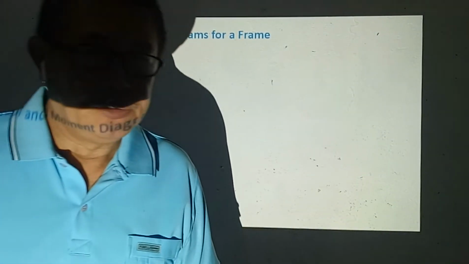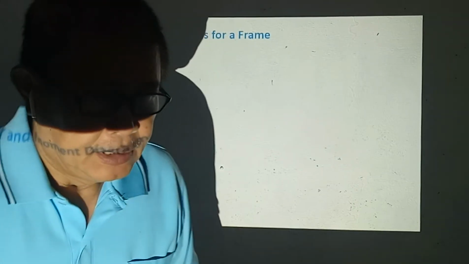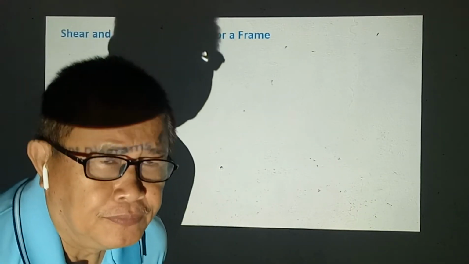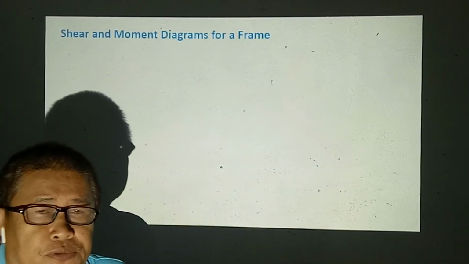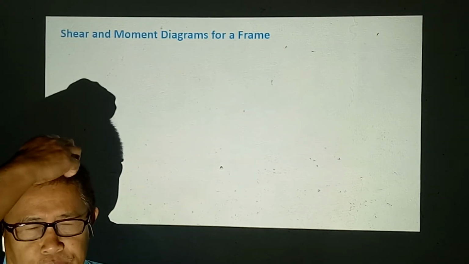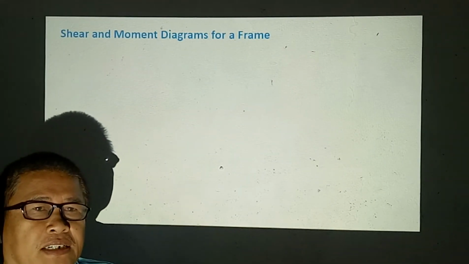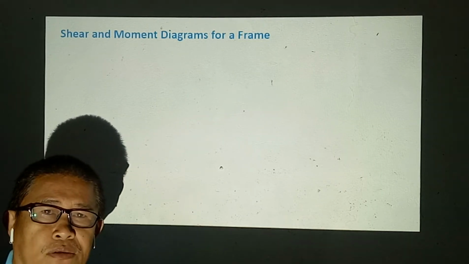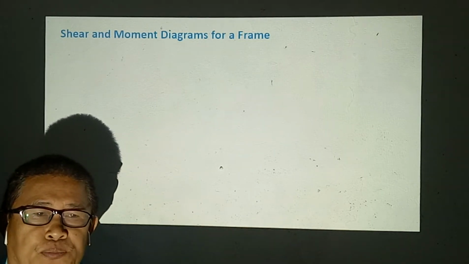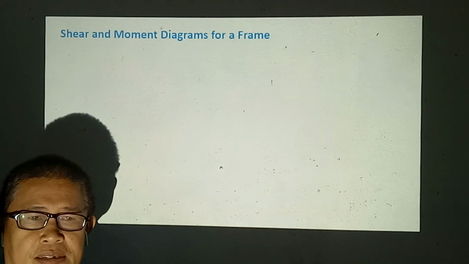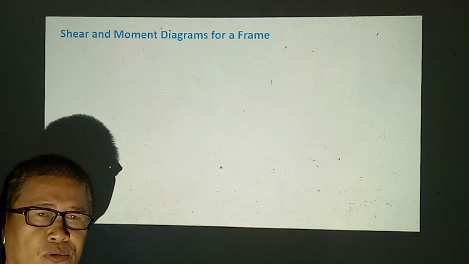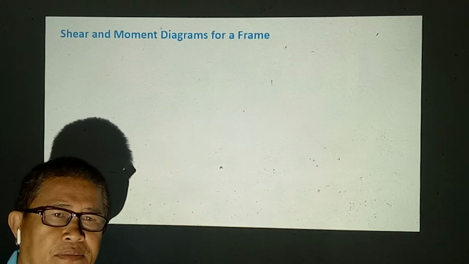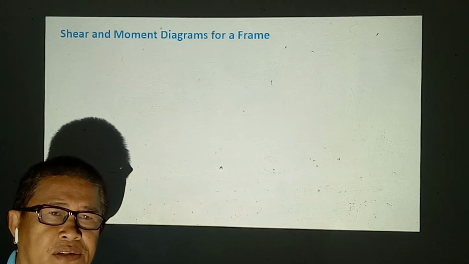Let us continue with the analysis for drawing the shear diagrams for beams or for frames. And the process is just the same as in beams, only that there are vertical columns that we have to analyze and draw the shear and bending moment diagram in each of the members.